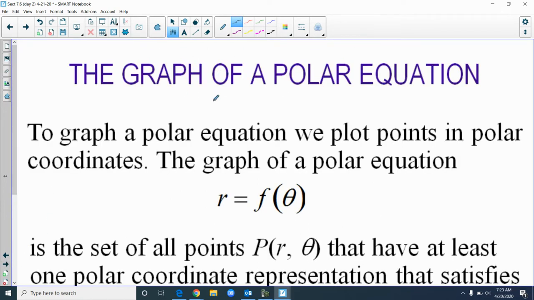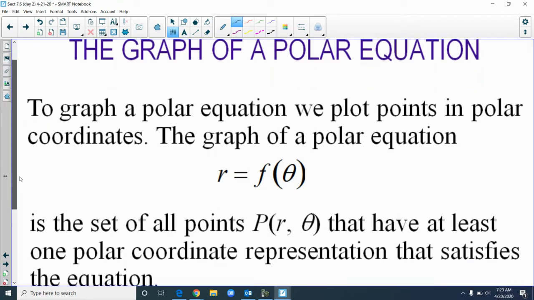Okay. So we're on the back of those, the graph of a polar equation. Well, just like anything else, we graph it the same way. We're just going to plot points to begin with to learn about it. But we're going to graph the points on a polar coordinate system.